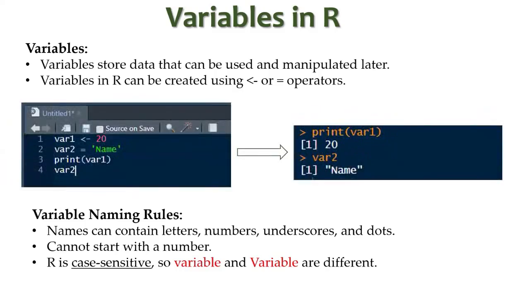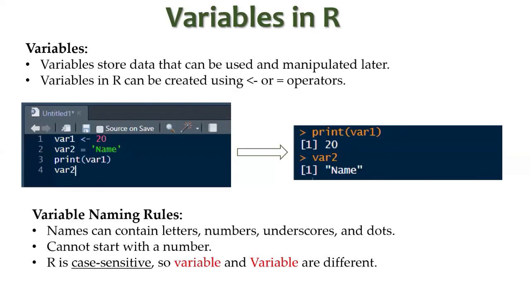So this is an example. You see that I have VAR1, and then I have that assignment operator, and I have 20. So it means that I am assigning 20 to the name VAR1. And then I also use the equal sign. So here I am assigning a name to the variable VAR2.